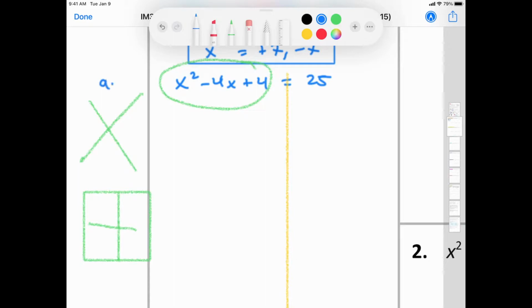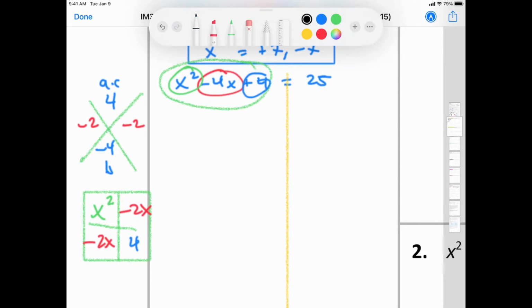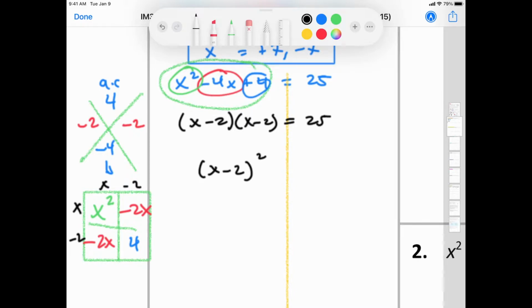So you have a times c, which is 1 times 4 is 4. Your b value is negative 4. And those two numbers that multiply are going to be negative 2 and negative 2. So again, that is the middle term, so that'll be negative 2x. That one always goes in the top left, and the positive, the constant, or the c value will always go in the bottom right. And we'll get x minus 2, minus 2. So this really becomes x minus 2, x minus 2, or we can simply write that as x minus 2 squared.